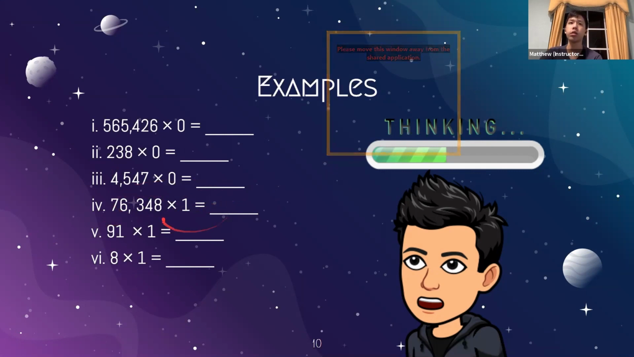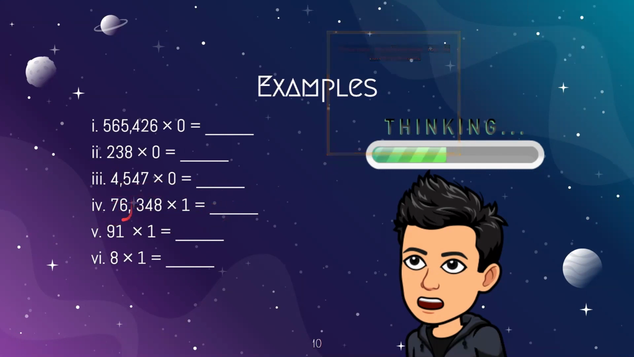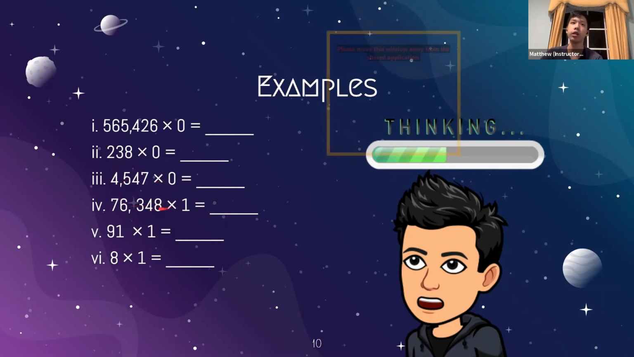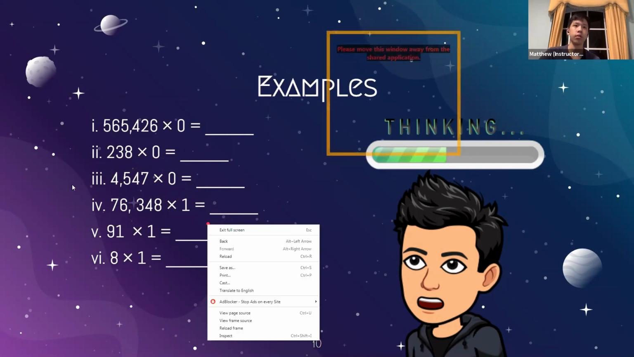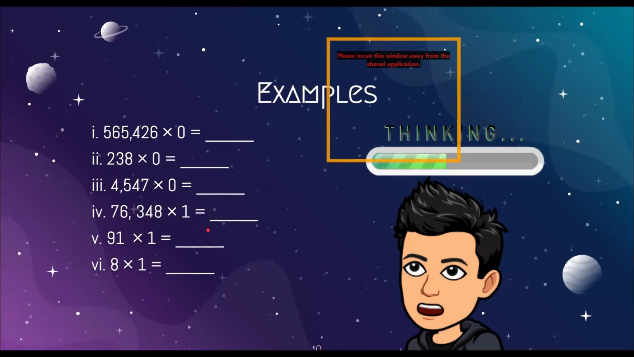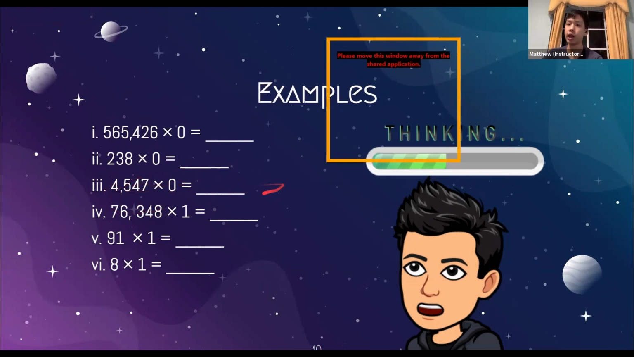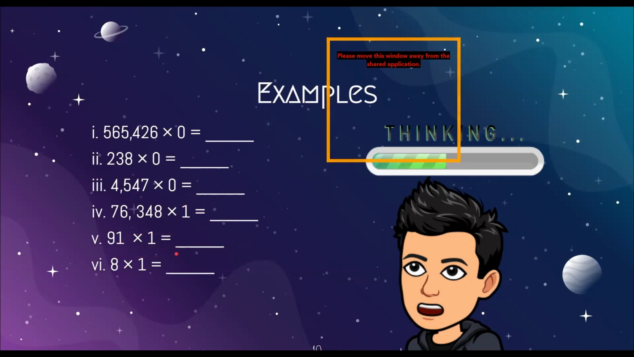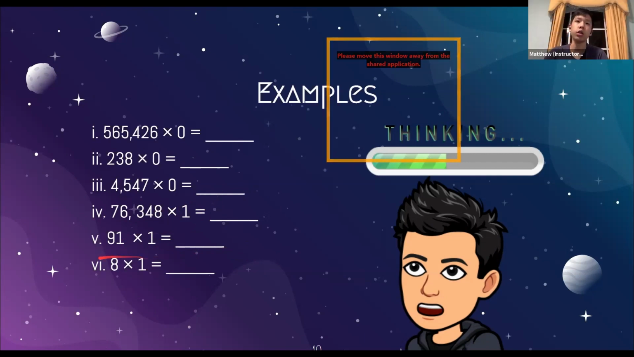So then, my next question: what would 76,348 times 1 be? It would be 76,348. What about 91 times 1? What would that be? 91. Correct. And what about 8 times 1? It would be 8.